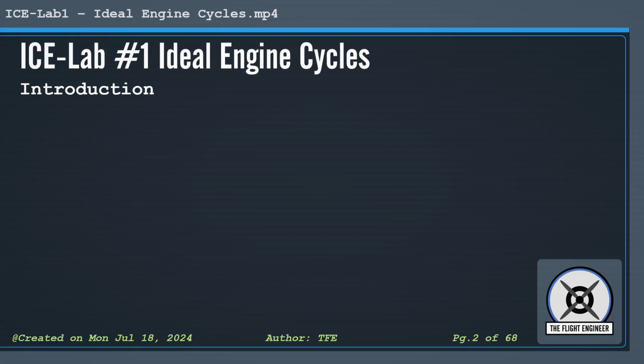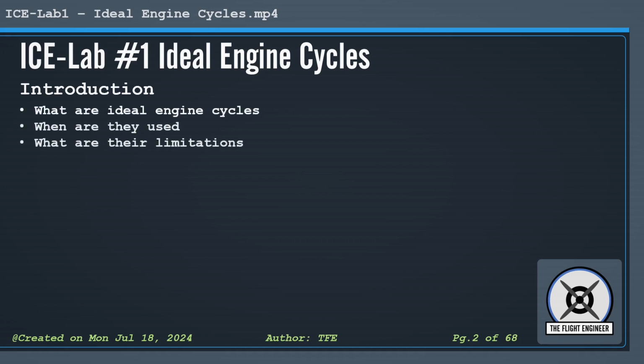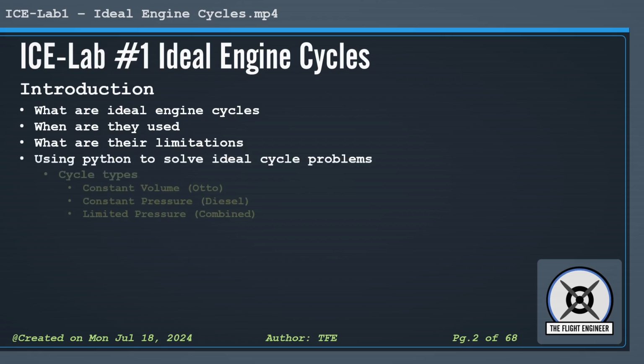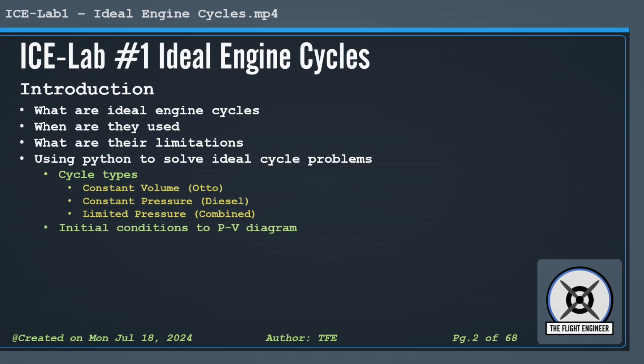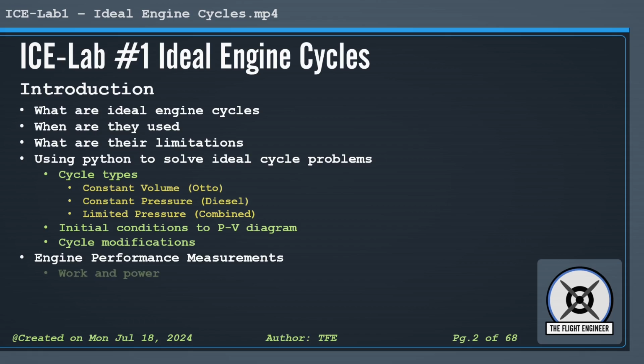to investigate real engines. Looking ahead, we'll talk about what ideal cycles are, why they're used, and the limitations that come with them. We'll then build a tool in Python to model a number of different cycle types. We'll start by defining the initial conditions, go through all the steps needed to construct a PV diagram, and finish by pulling out the resulting performance predictions. With all the data at hand, we can then discuss some classic engine performance measures.